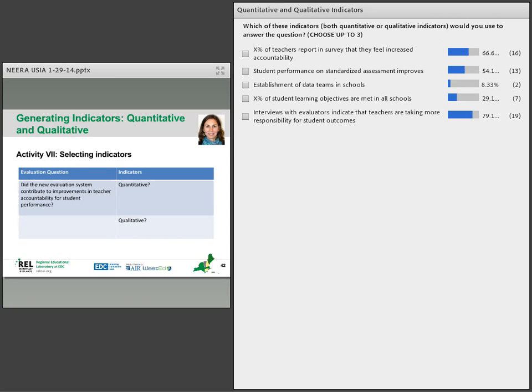We have student performance on standardized assessment improved. So that's another indicator. That would probably be a more long-term indicator, but certainly that's the objective down the road, that if teachers are taking more accountability for student performance, student performance on standardized assessments would improve.